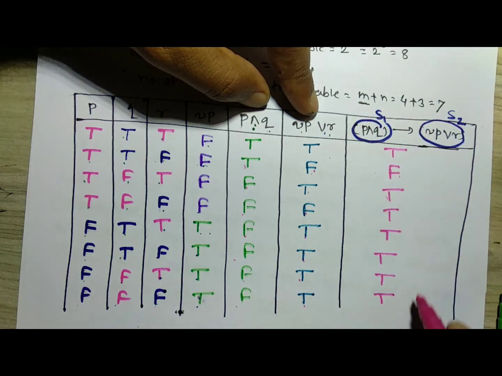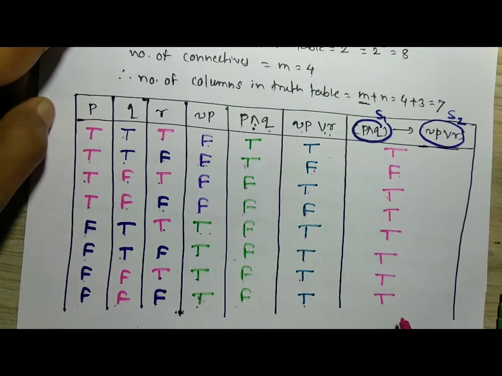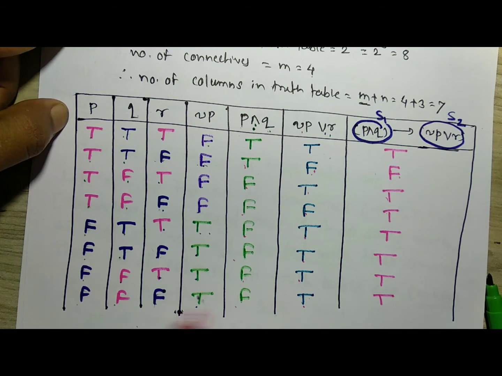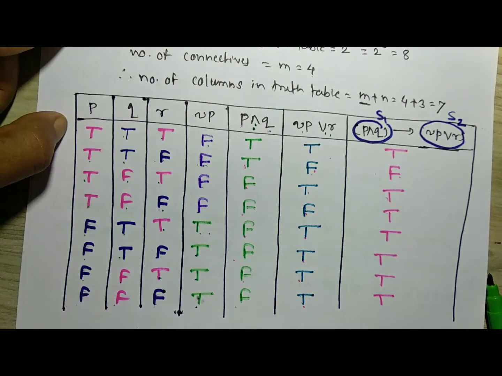And this is your truth value, or all truth value combinations related to your statement pattern, and it is nothing but a truth table related to that statement pattern.